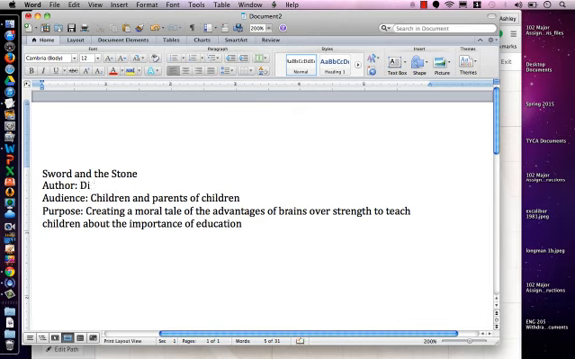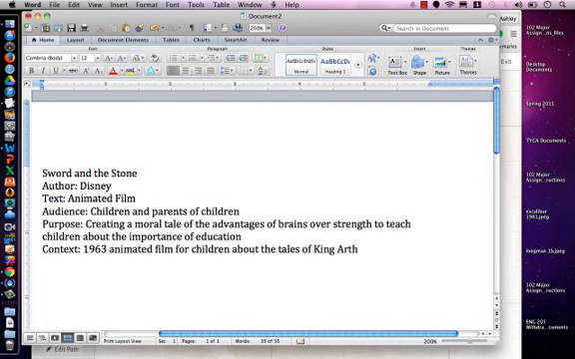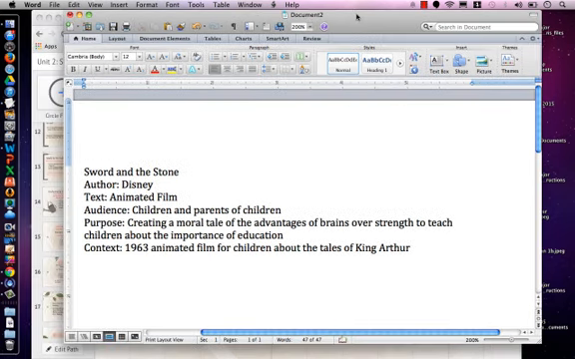The author is Disney. The text is an animated film. The audience is parents and children. And the purpose is creating a moral tale of the advantages of brains over strength to teach children about the purposes of education. And the context, a 1963 animated film for children about the tales of King Arthur. So now we've got some background information to go from that we can start creating the thesis.